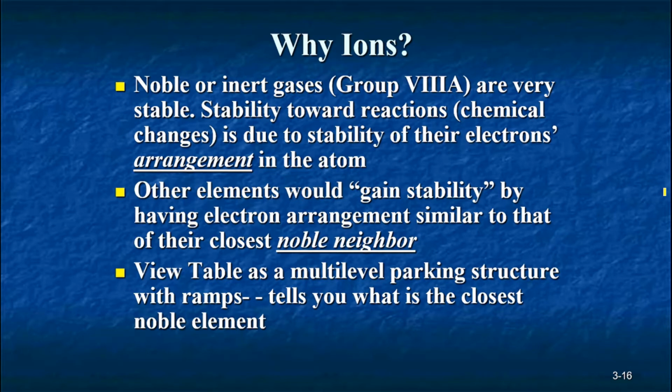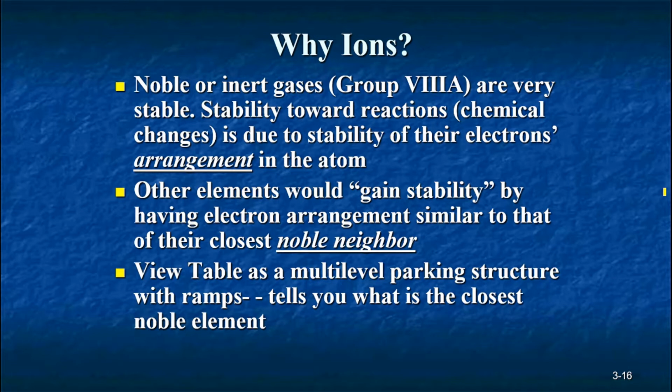Now, let's say that that is the more stable state for an atom. Then we can see where other elements would, quote-unquote, gain stability by having an electron arrangement similar to that of their closest noble neighbor. It's hard to see on the periodic table because the separation between, for example, some of the metals in groups 1A and 2A and the noble gases seems very pronounced because they're on opposite sides of the table. But remember, the table is a way of representing a sequence that is based on the actual atomic numbers.